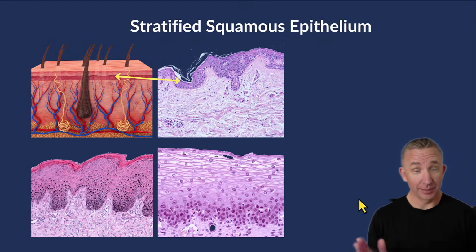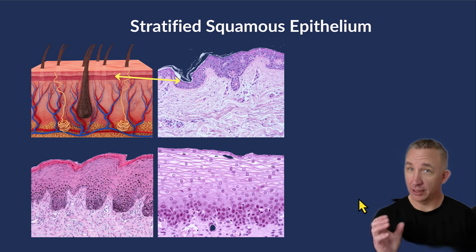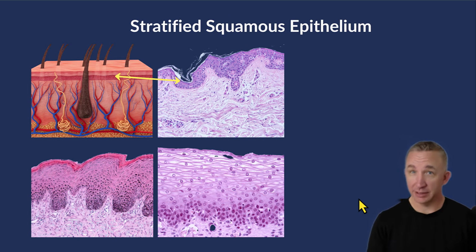Stratified squamous epithelium. So far we've looked at simple layers, simple squamous. Remember I said they look like fried eggs to me. Simple cuboidal, squares or cubes. They look like pearl necklaces when they create a tube. Simple columnar, my fingers. And now we're on to stratified squamous epithelium. Remember, stratified means 2+ layers.